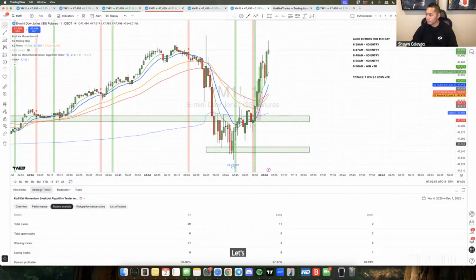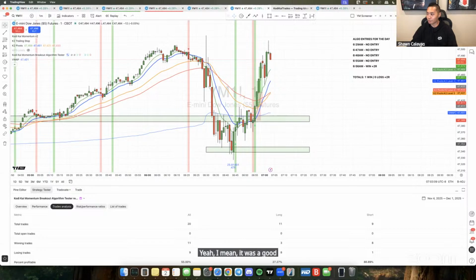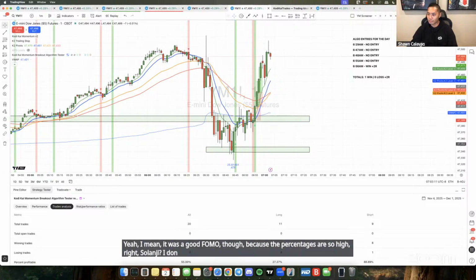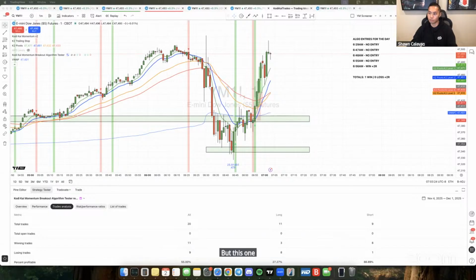Let's see. Talanji said I took it looking at the buy percentage as above 70% and weighted above 60% with entries, calculated FOMO. Yeah, I mean it was good FOMO though because the percentages are so high, right, Talanji? We don't see those types of percentages very much, where it lines up perfectly. The overall was super high, 65% overall. You never see that really, right? The overall is usually going to be closer to 50, but this one was just a perfect entry all around.